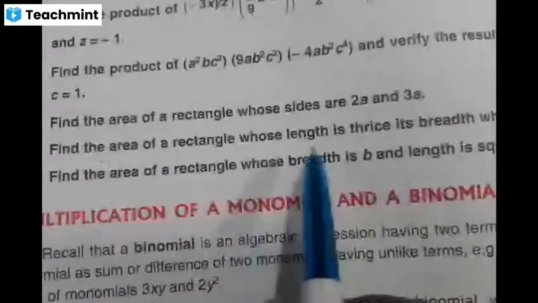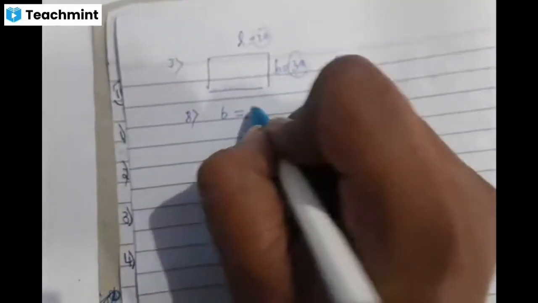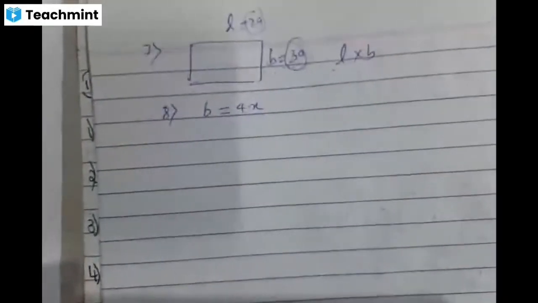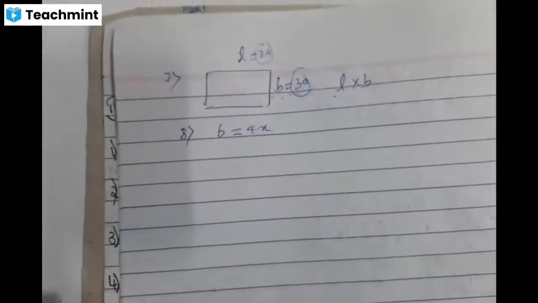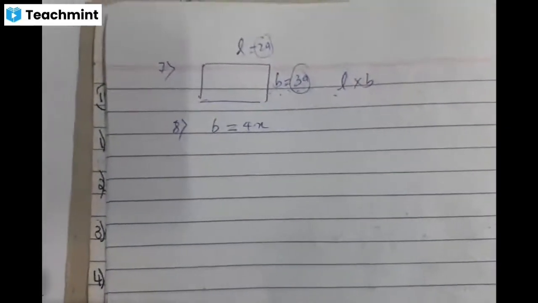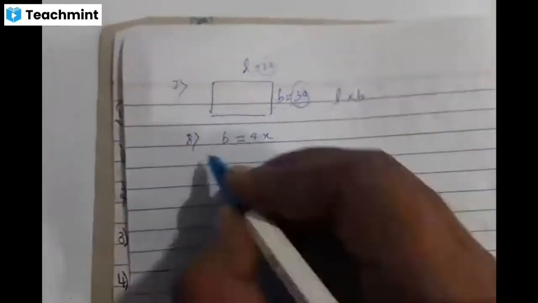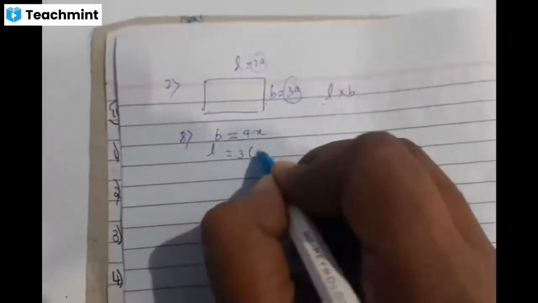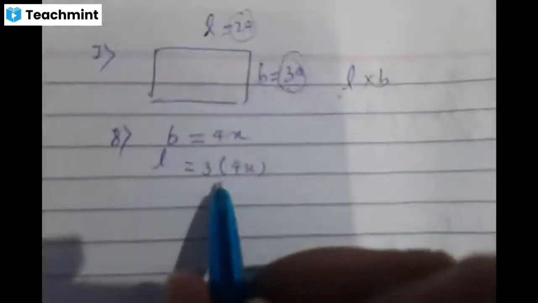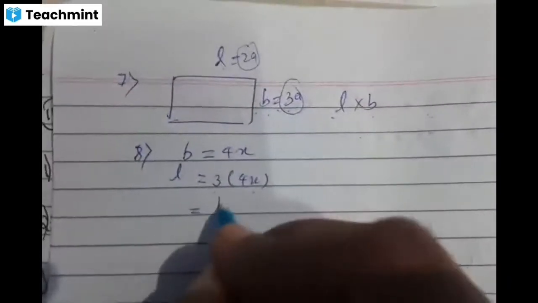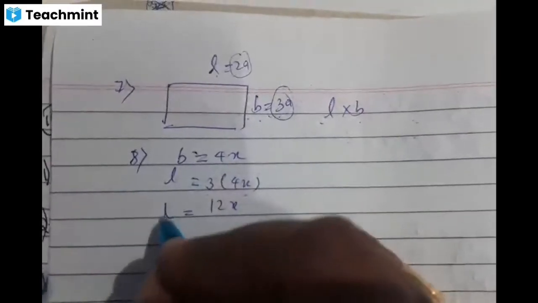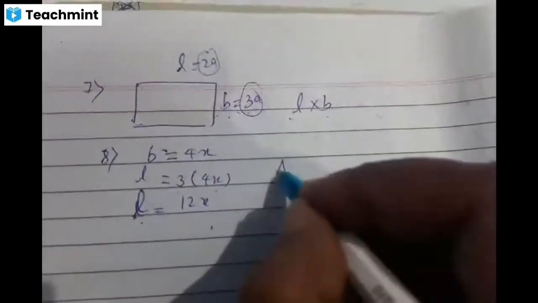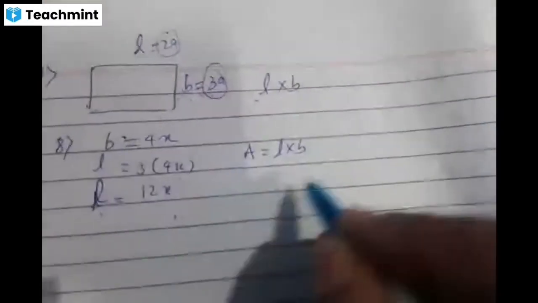In question number 8, find the area of the rectangle whose length is thrice its breadth, where the breadth is 4x. Children, here the breadth is given as 4x and the length is given as, it is 3 times. Thrice means 3 times its breadth. Length is 3 times its breadth. That is, you have to write in this way: 3 into 4x, which will be 12x. So you have length and breadth. Multiply these two, you will get the area. Just write them in square units.